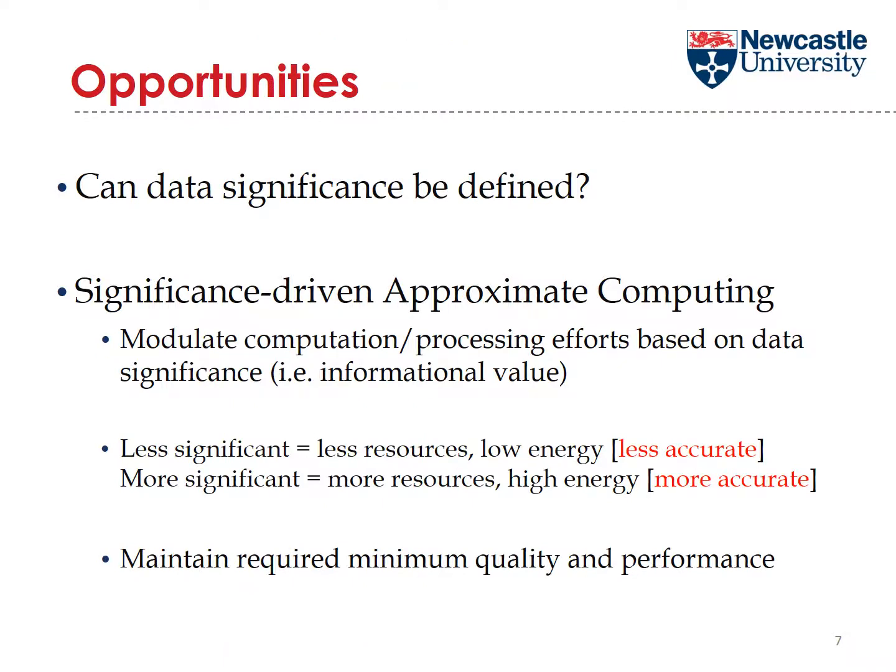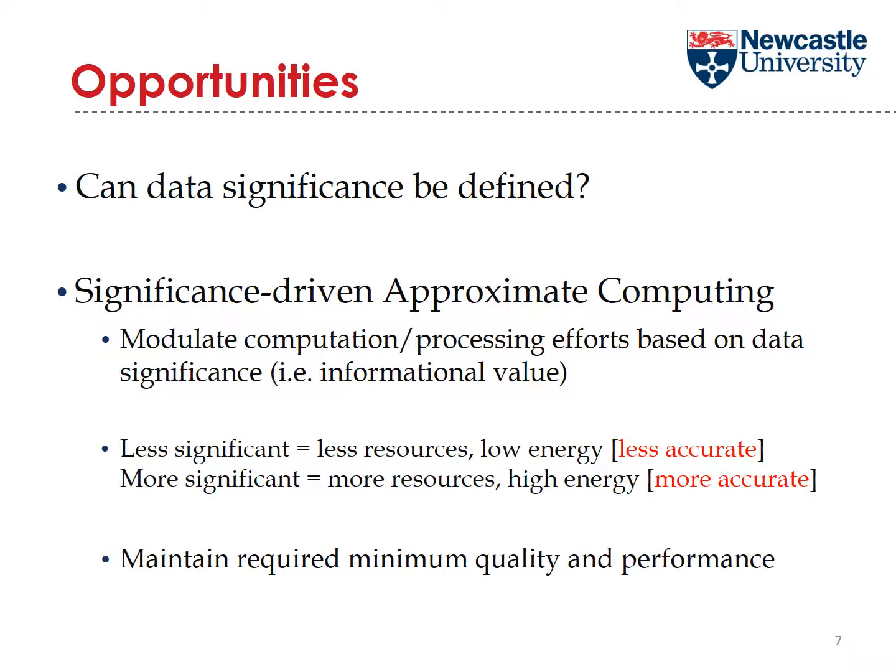As I showed you before, one of the opportunities is to use significance or informational worth of data to basically govern the computing. The basic idea is that if the data is less significant, use fewer resources and thereby consume less energy, which obviously will be less accurate. And if you have more significant data, you should allocate more resources, essentially using slightly more energy, but of course you get better quality of outcomes. So what you essentially want to do is to control the quality and also performance within certain given required values. If that becomes the problem, then we can govern these things dynamically and during runtime.